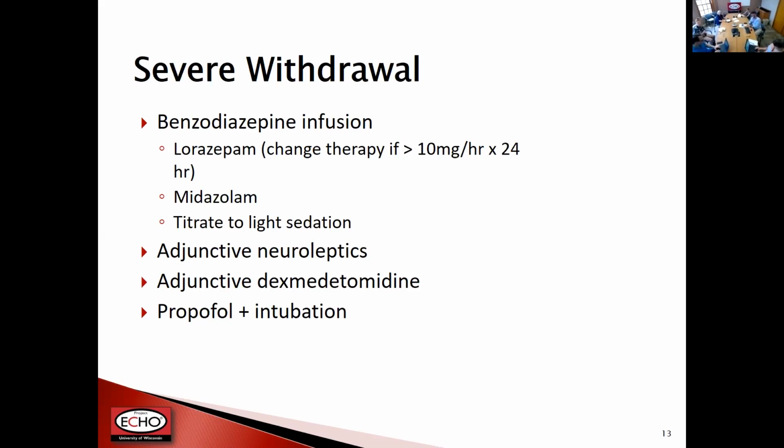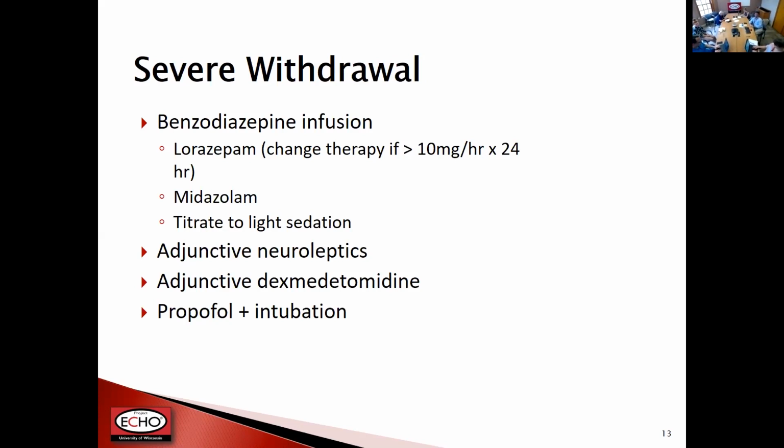Sometimes, despite our best efforts along those lines, individuals will proceed to more severe forms of withdrawal, particularly delirium tremens, which again is potentially life-threatening. And in individuals with it or who are combative, it may interfere with their care. So these are ways in which we can ramp up that care, including continuous infusions of benzodiazepines such as lorazepam.